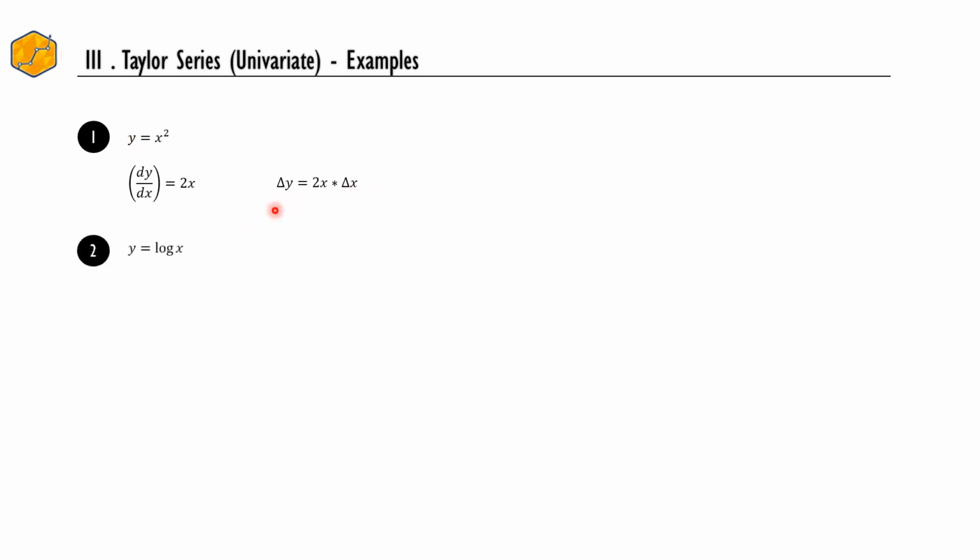All right, next example, y equal to log x. Derivative of y is 1 by x. If you have forgotten the derivative, it's fine. You can always go back and recall. But these are simple functions. And then we just plug in the derivative here. Delta y is 1 by x delta x. Another example, y equal to e to the power x. Derivative of y is again the same, e to the power x. And we just plug it here. So delta y is e to the power x times delta x.